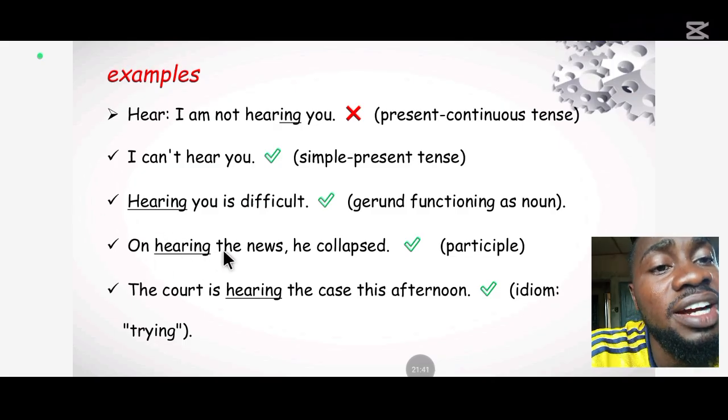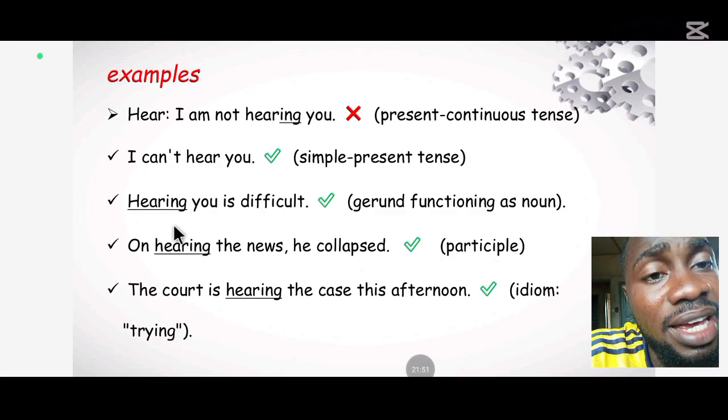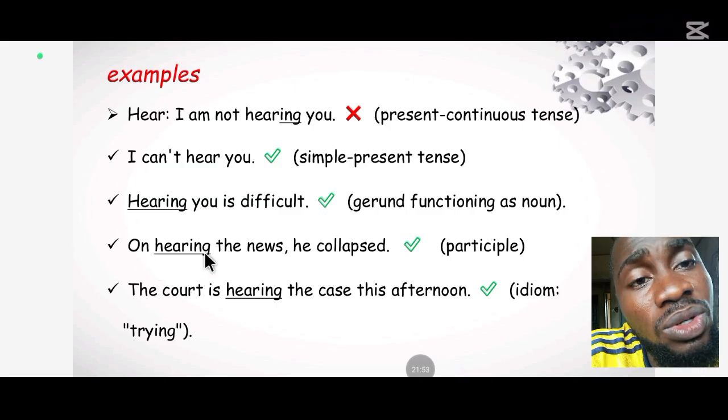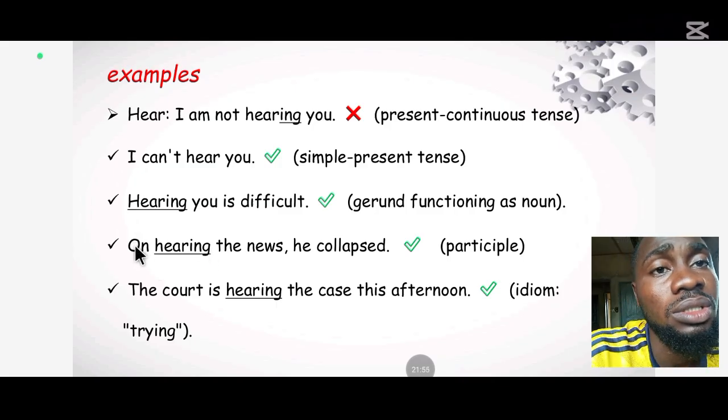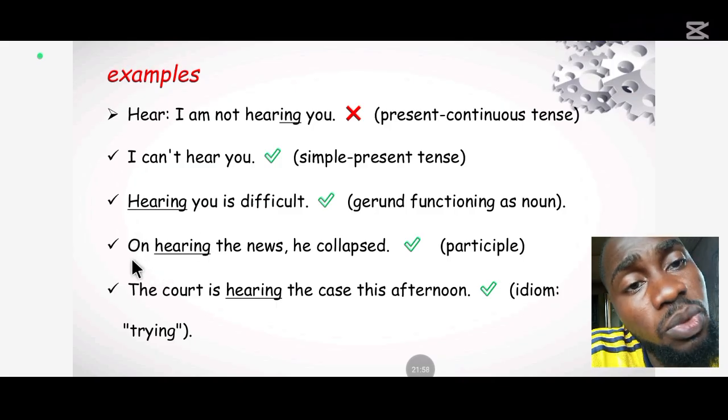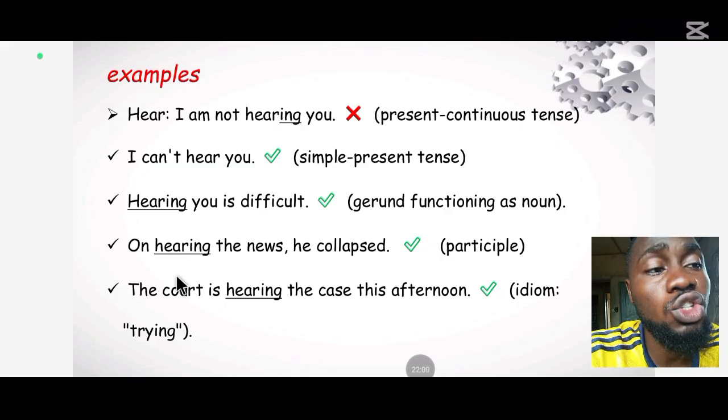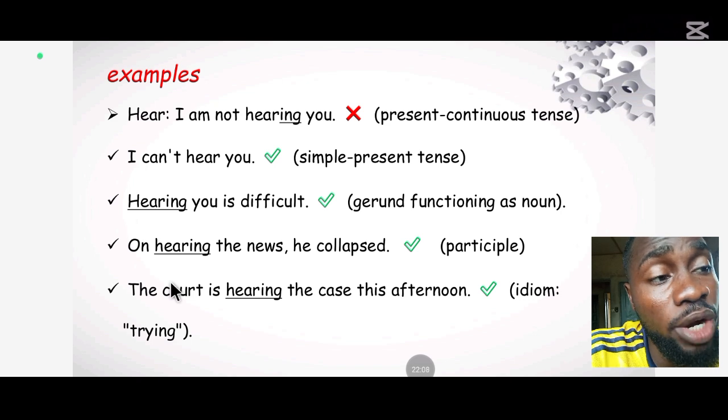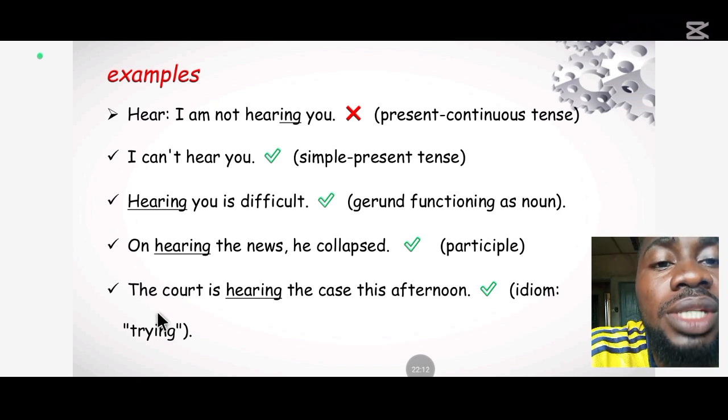"On hearing the news, he collapsed." That's a participle. "On hearing" here is acting as a participle because it's in the subject position. Just know that when you have it in the subject position, it's acting as either a gerund or a participle, which deems it correct, an exception to the rule. Let's look at the next example.